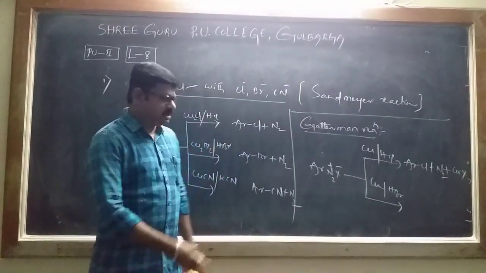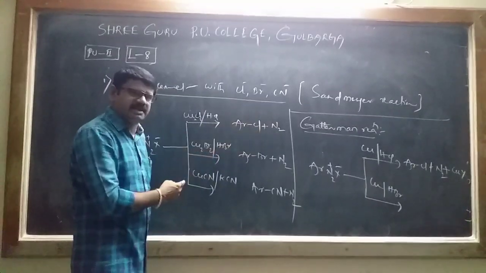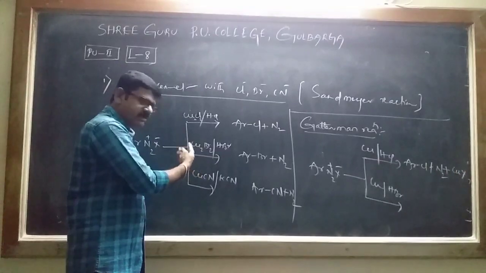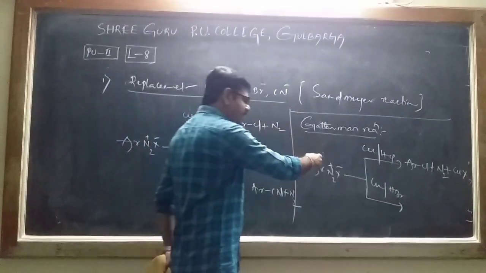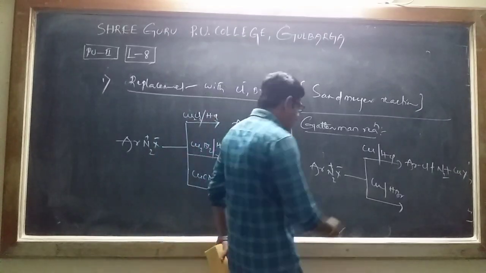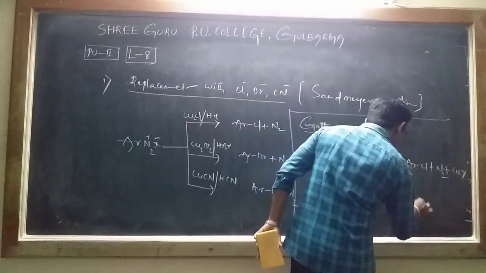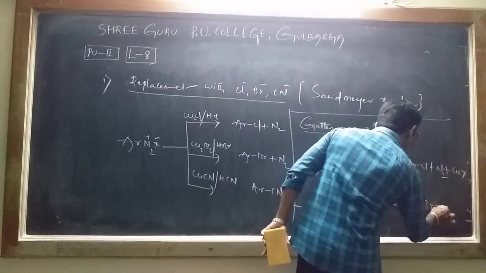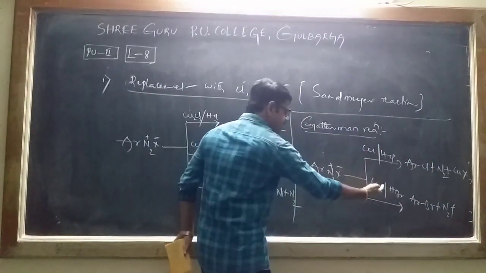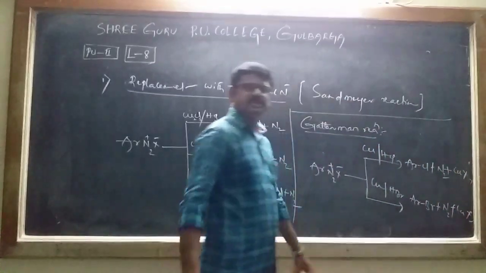Oxidation number is 0. Here oxidation number is 1. See the difference between the Sandmeyer as well as Gattermann reaction. In the Sandmeyer reaction, copper 1 ion we are using. In the Gattermann reaction, copper 0 oxidation number we are using. Again, the same Br minus is coming and replacing the diazo group. You will get ArBr plus N2 plus CuX forming. That's it.